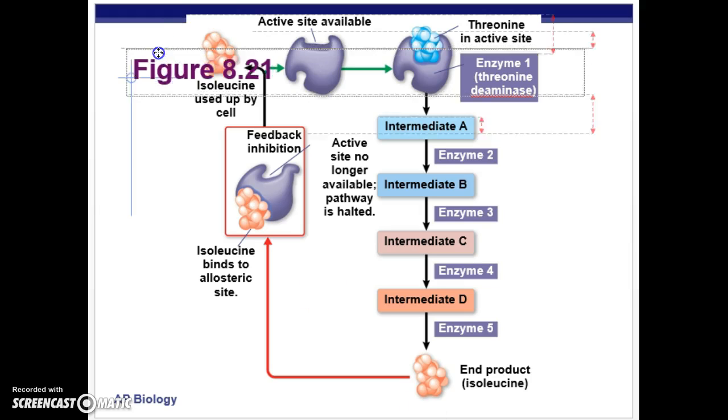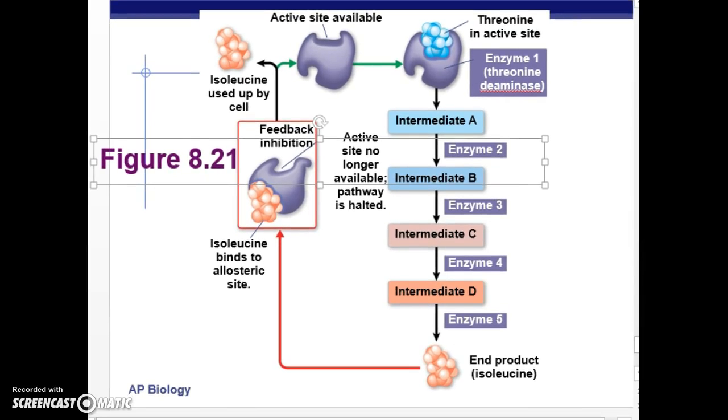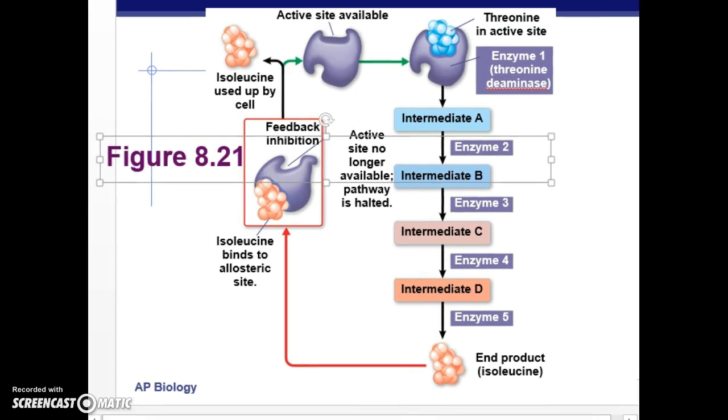Let me move this out of the way. So this is an example of isoleucine, which is an important biomolecule used in the body. And isoleucine is made through a series of steps. There are actually 5 steps in its synthesis. So what happens is threonine will actually bind to the enzyme. And when it does that in the active site, it's the substrate of this first step.